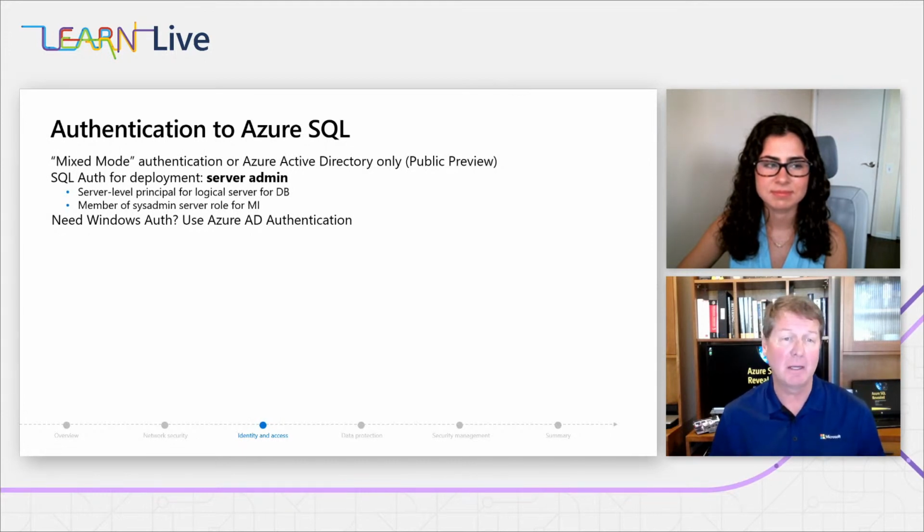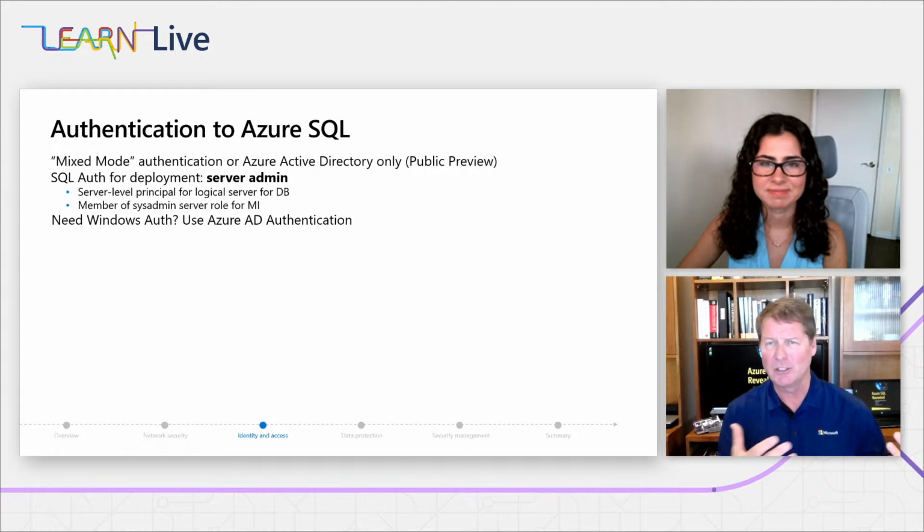And for Azure Database, that is a server level principal for the logical server of all databases for the server you're connecting to. Remember, we talked about last week the idea of a logical server for your databases. That same server admin for managed instance will be a member of the sysadmin server role for the complete instance. Now, I jumped ahead and talked about Azure AD a little bit, and you're like, well, I do need Windows authentication. I don't need just SQL auth. What do we do? We have Azure Active Directory authentication for that purpose.